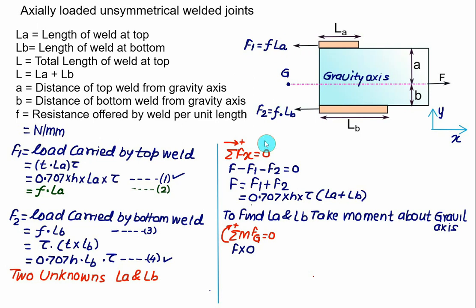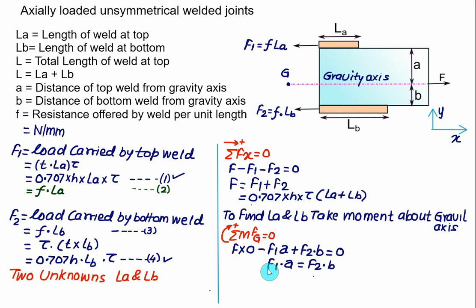F1 will make an anticlockwise moment, so anticlockwise we will take negative. We have F1 multiplied by the perpendicular distance, equal to A. And F2 will make a clockwise moment about point G, so that we will take as positive. For the force F2, the perpendicular distance between the gravity axis and F2 is equal to B, so we have multiplied by B. Sum must equal 0. The first term is already 0. So in this case, we have F1 multiplied by A must equal F2 multiplied by B.